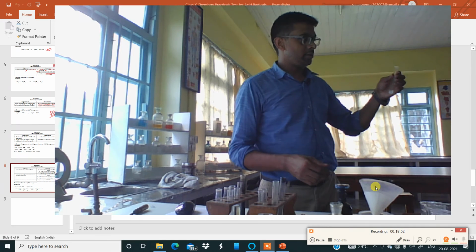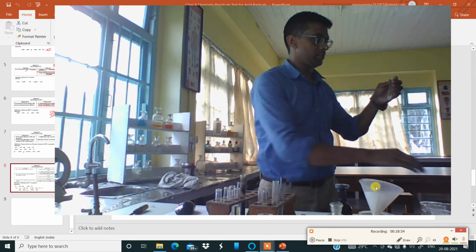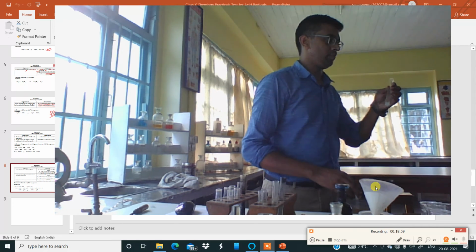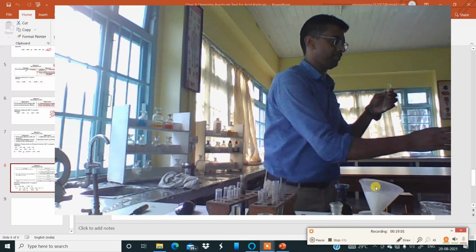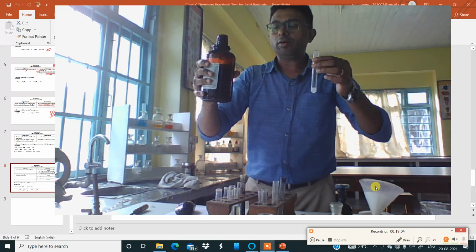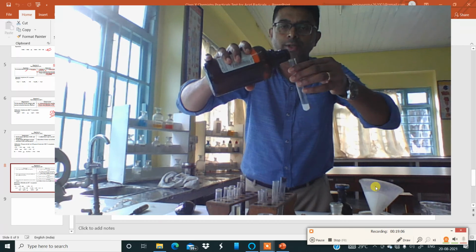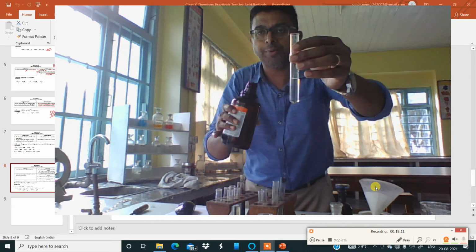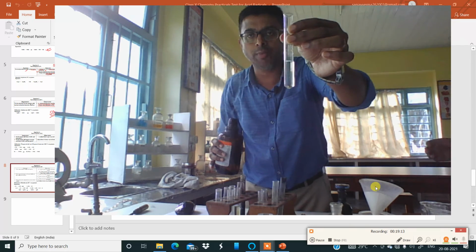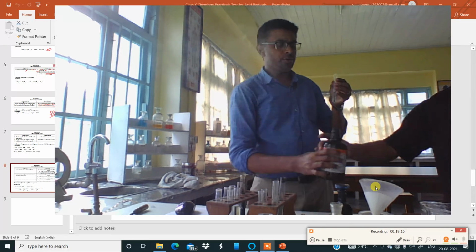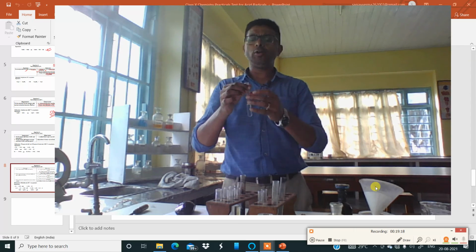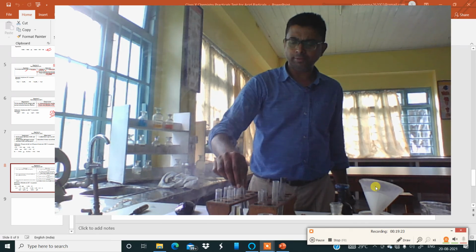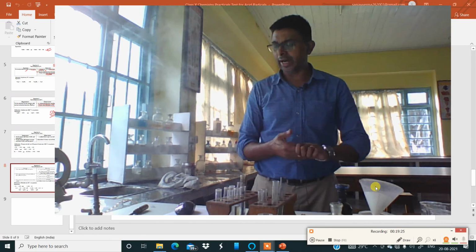So I'll use this one. I'm going to add concentrated ammonium hydroxide solution directly from the reagent bottle. See, it dissolved and disappeared. It became a clear solution. So remember, this white precipitate which is formed is soluble in ammonium hydroxide solution. This completes our test for acid radicals.